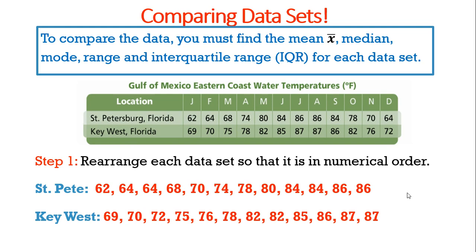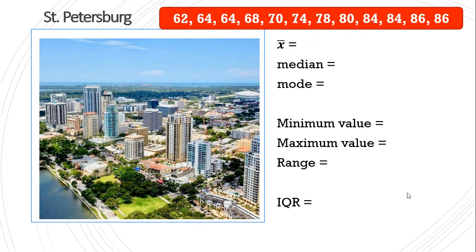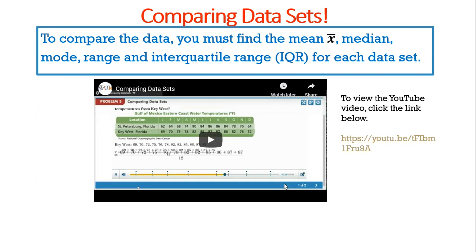So we just rearranged each data set so that it's in numerical order. And what I want to do is find the mean or X bar, the median, mode, minimum value, maximum value, range, and interquartile range for both St. Petersburg, which there's a beautiful image of right there, and I also want to do the same for Key West. So I have this really cool resource that's going to walk us through comparing the data sets. I'm going to open this link to a video on YouTube.